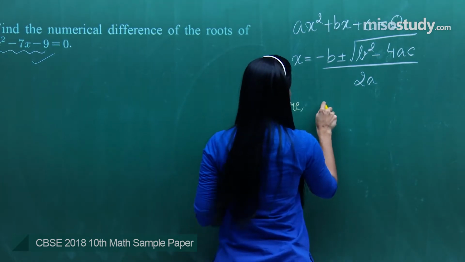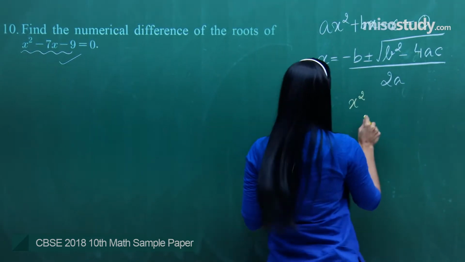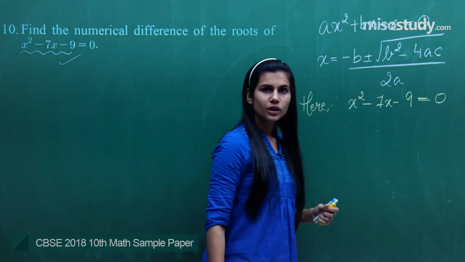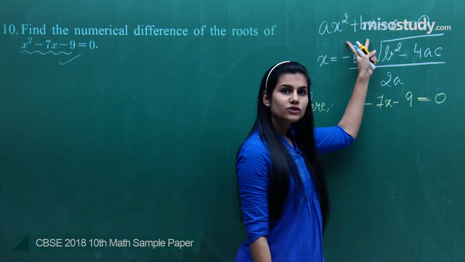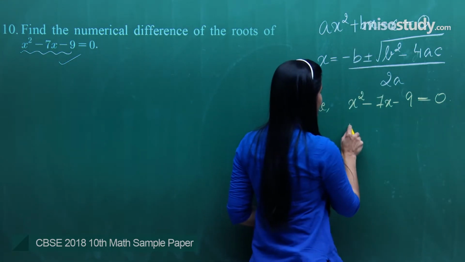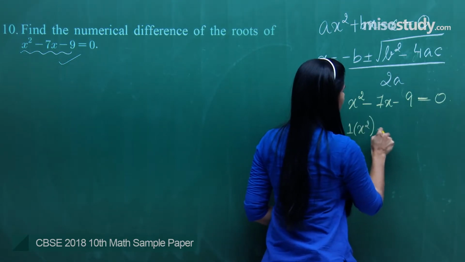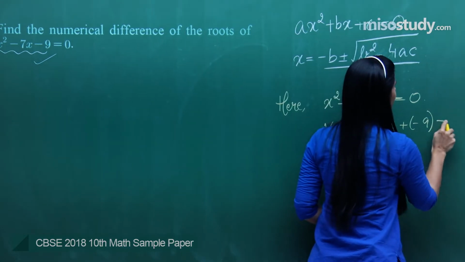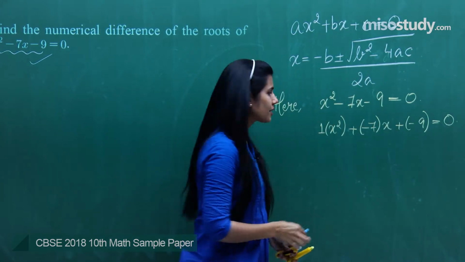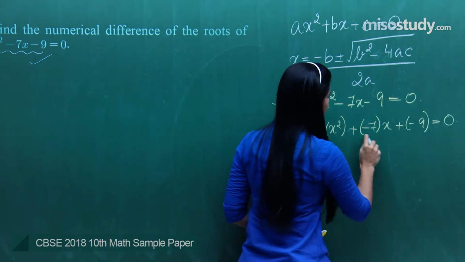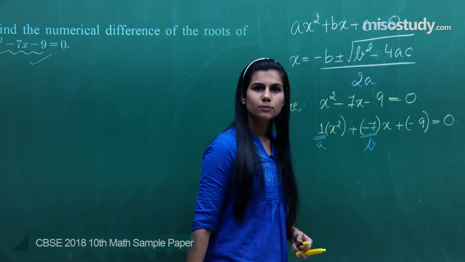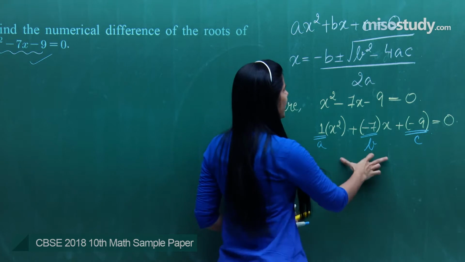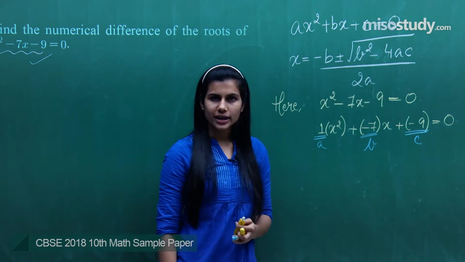Okay? That means over here I have x square minus 7x minus 9 equals 0. So if I portray it in the format of my generalized quadratic equation, it is going to become 1 times x square plus minus 7 times x plus minus 9 equals 0. Where this 1 is my small a, minus 7 is playing the role of small b, and minus 9 plays the role of small c when compared to the generalized form of a quadratic equation.